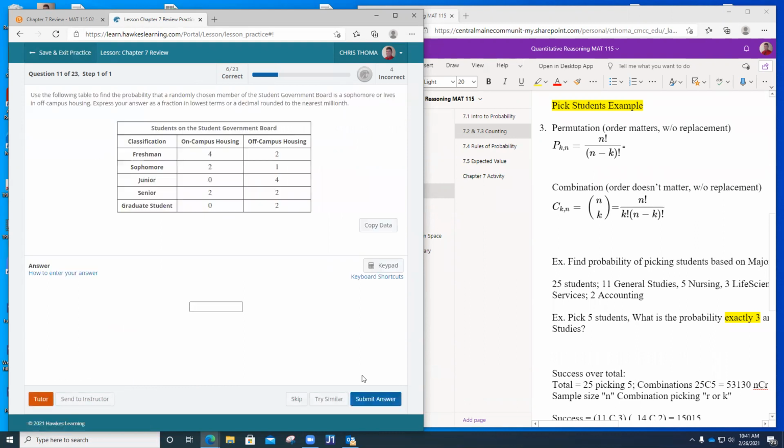Next. All right, using the following table, find the following: a randomly chosen member of the state government board is a sophomore or lives in campus housing. So sophomores are those two. Or lives in off-post campus housing, which is all of these numbers. So everything I circled is my success. And again, you divide it by your total.